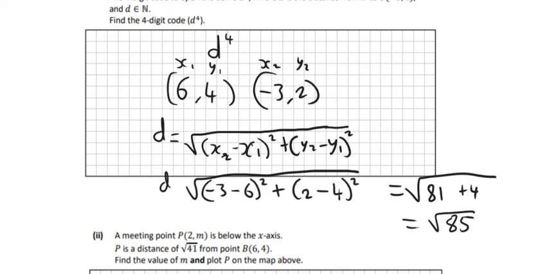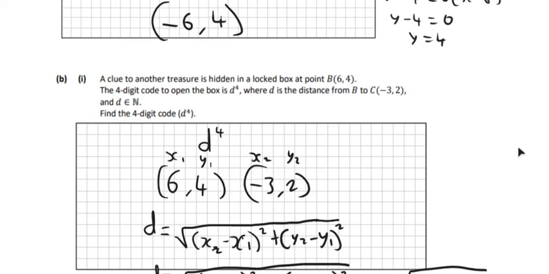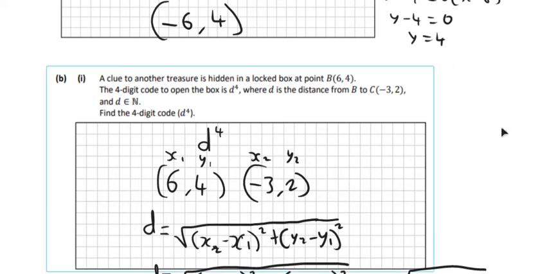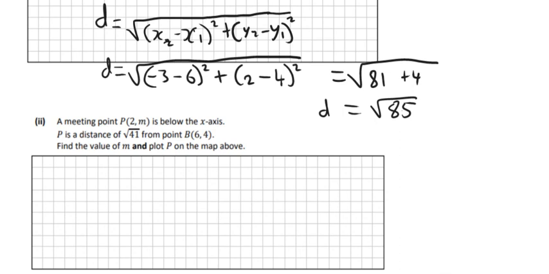So you've worked out the distance from B to C. d is root 85, but the 4-digit code was actually d to the power of 4. So what you need to do is just put it to the power of 4. So you need to do root 85.